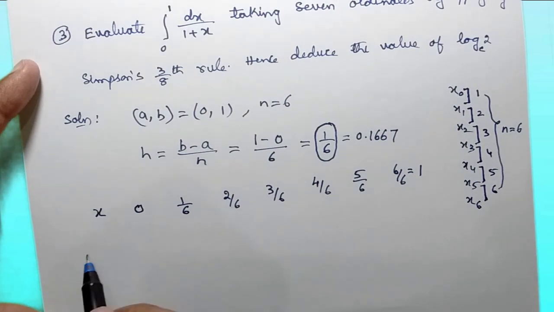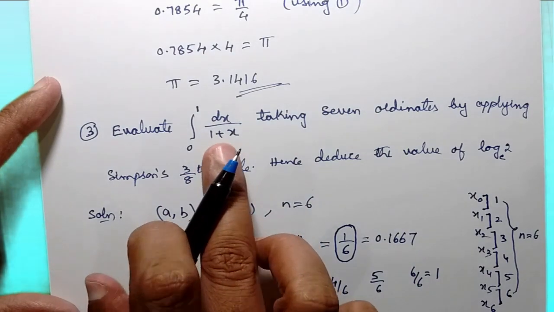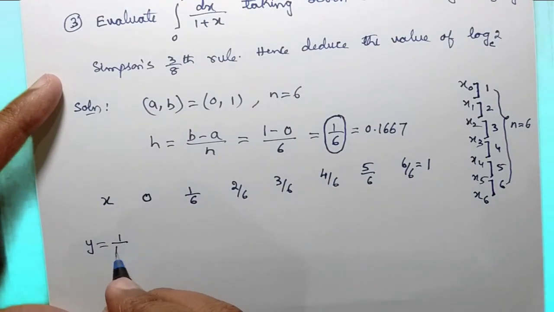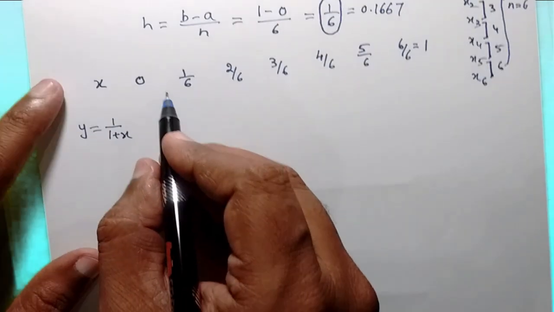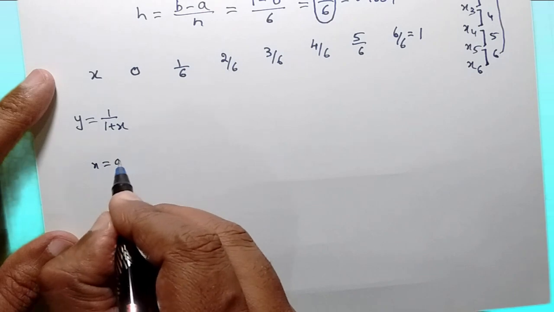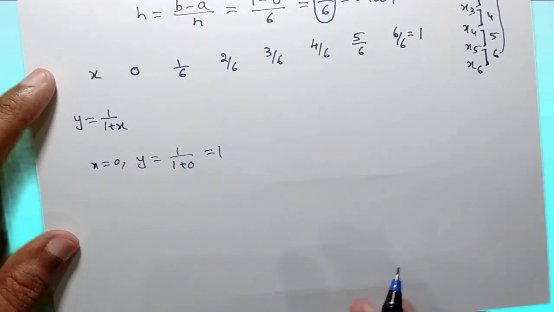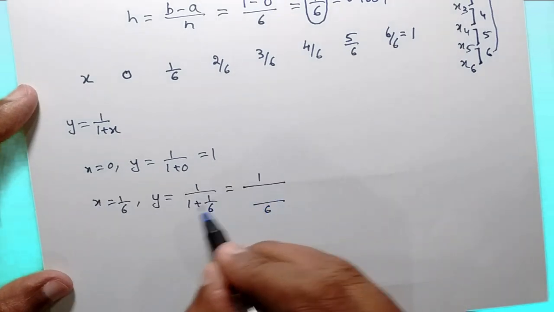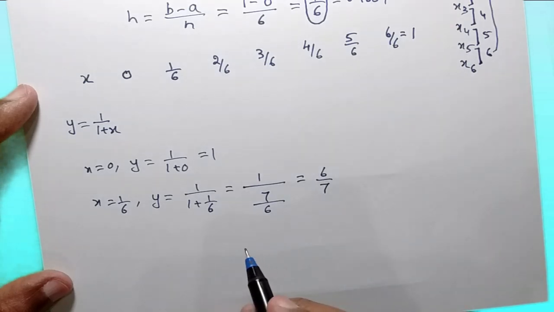So what is the value of y over here? You can just check. It is integral dx by 1 plus x. So your value of y will be 1 by 1 plus x. Evaluate this value. So when x value is 0, y value will be 1 by 1 plus 0. So its value is 1. So when x is 1 by 6, you will be getting 1 by (6 plus 1) by 6, which is 7 by 6, or 6 by 7 you get.